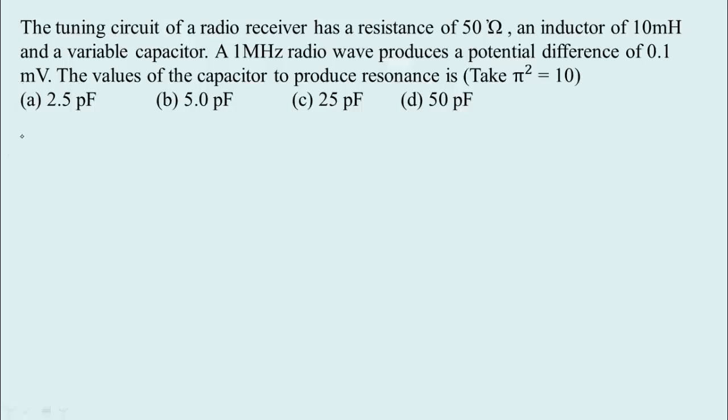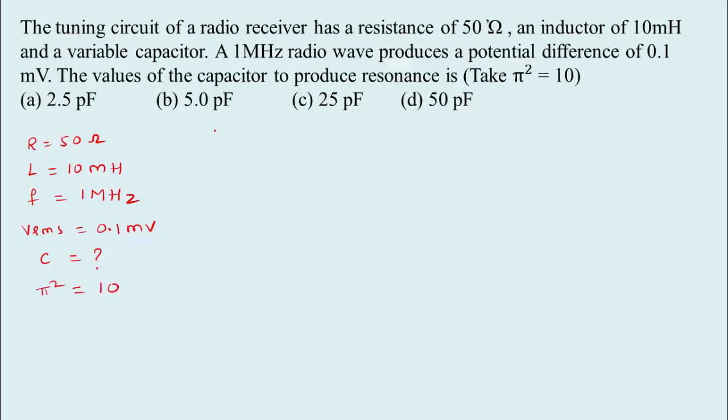See here, resistance value, so we can write resistance is 50 ohm, inductor value is 10 millihenry, then frequency is given 1 megahertz, and voltage, potential difference is given Vrms equal to 0.1 millivolt, and we have to calculate the value of capacitor to produce resonance. We have to calculate C. So pi square equal to 10, it is given in the problem.